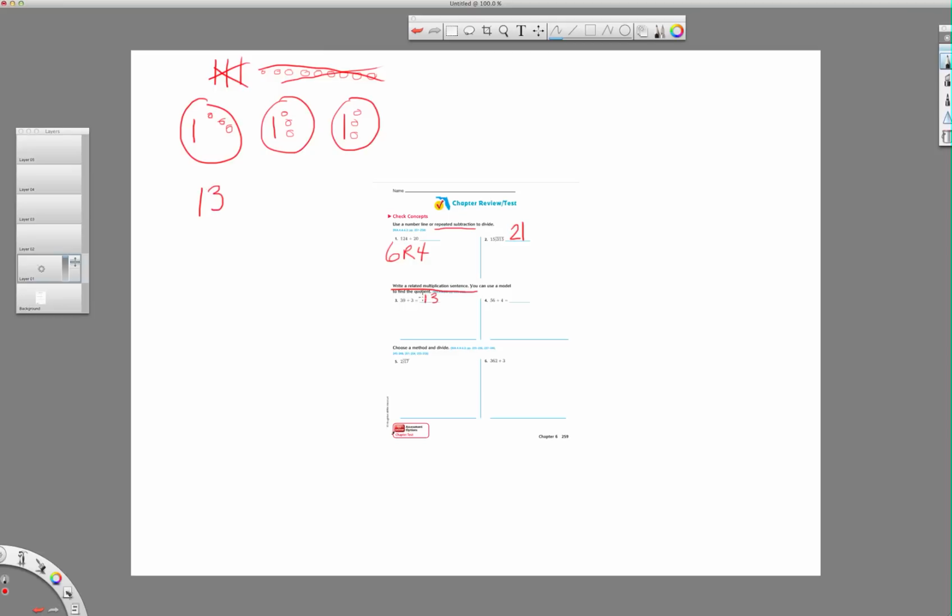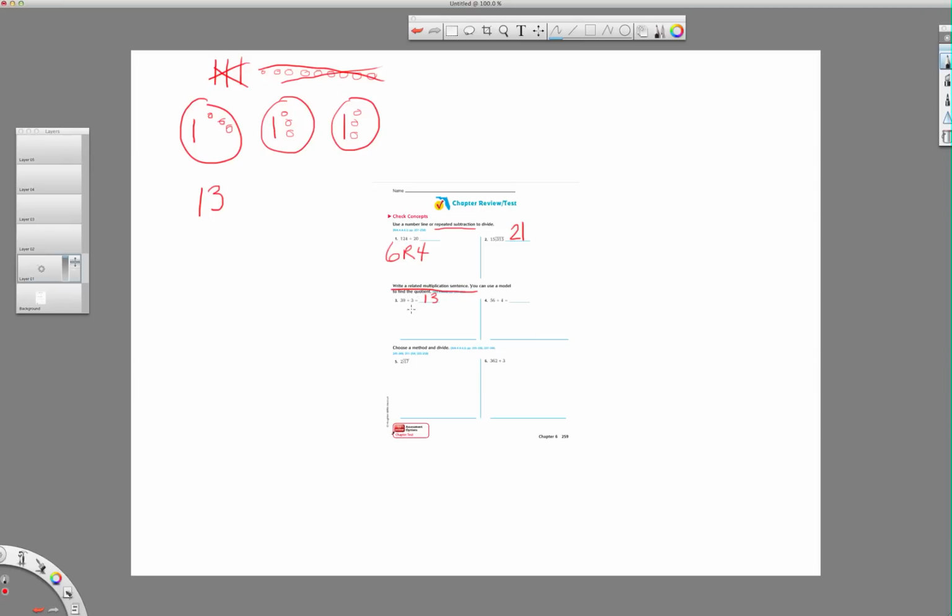But I'm not done yet because the directions tell me to write a multiplication sentence that's related. Related means it's in the same family. So just like our fact families that we practiced, we use these same 3 numbers to write a multiplication sentence. So we have to have the number 39, 3, and 13 in our multiplication sentence.